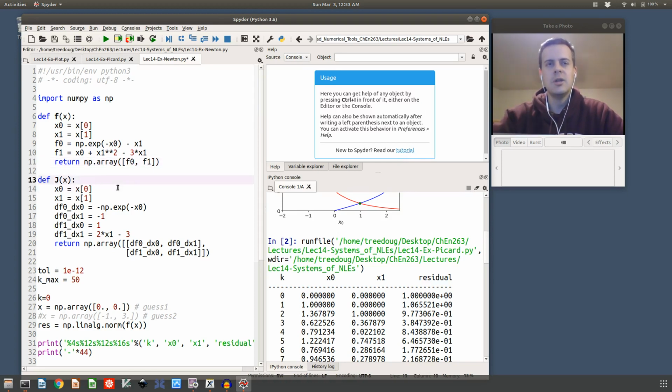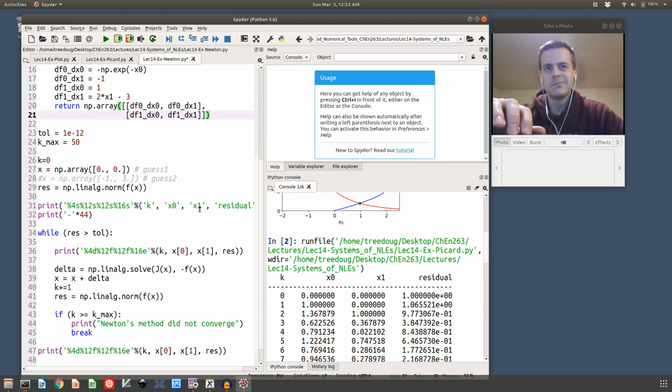Okay, now the Jacobian is a matrix function. It takes in a vector x, and it returns a matrix. So I have x0 and x1 here, and then each one of these equations are each one of the derivatives I took. So that was the Jacobian derivatives, minus e to the x0, minus 1, 1, 2x minus 3. Okay, and then I return a matrix of each of those 4 equations. So notice this is 2 lines here, right? This is the top row of the matrix, this is the bottom row of the matrix, and I have to have the double bracket around the matrix. And I return the matrix. So now I've returned the Jacobian.